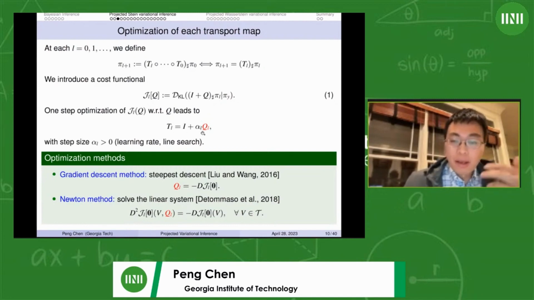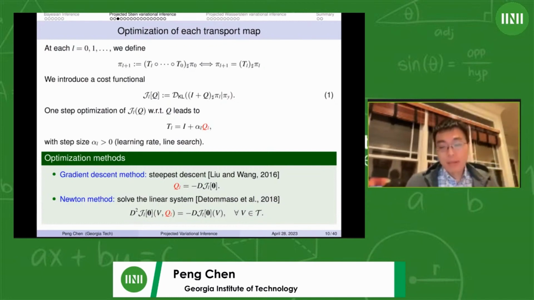And the step size R of L can be obtained by either prescribing a learning rate with dynamic change, or by a globalization method, for instance a line search. Then in the gradient descent method, there is the so-called steepest descent. Essentially, QL is given by the gradient of this cost function with respect to Q, evaluated at Q equals 0. This was developed as the Stein variational gradient descent method, based on the approximation of this QL using a reproducing kernel Hilbert space.